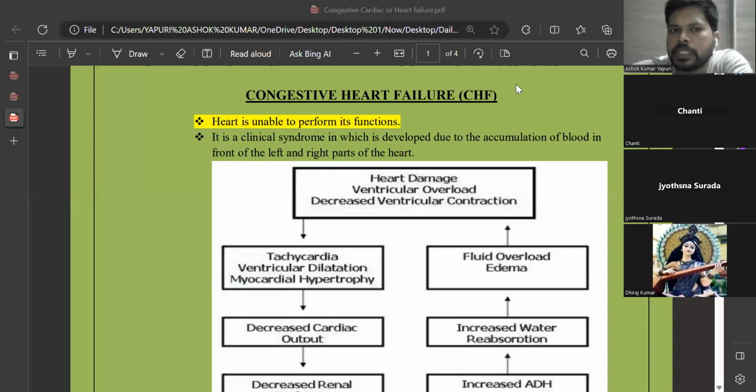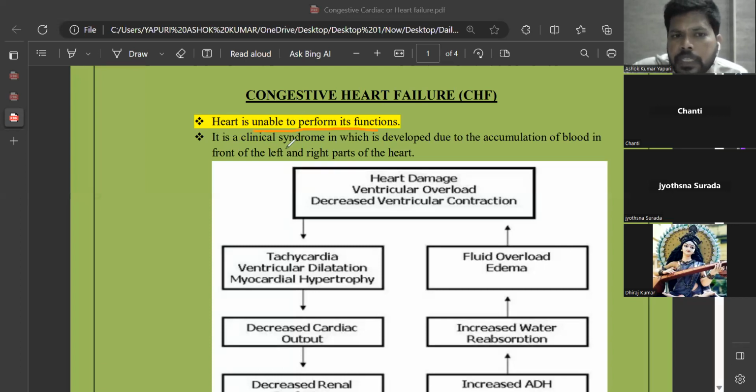So today's session is congestive heart failure, also known as congestive cardiac failure. Here the heart is unable to perform its functions.